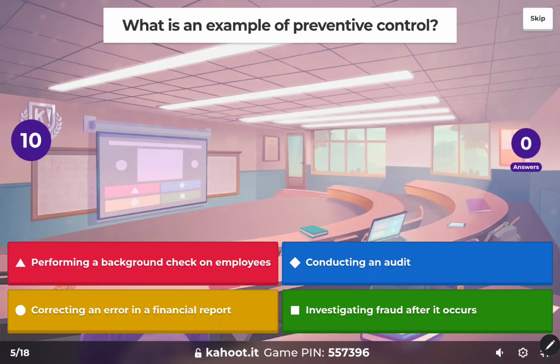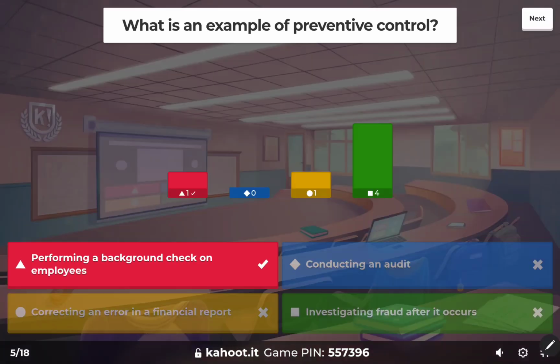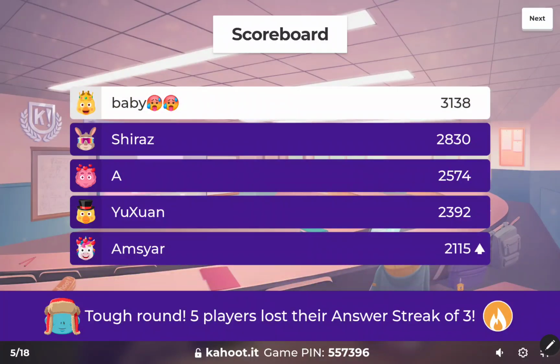What is an example of preventive control? Okay, this one. Oh, investigating fraud after it occurs. After it occurs, it's not preventive already, right? Yeah, it is corrective. Investigating fraud after it occurred, you became detective, right? Because you're investigating the fraud. Correcting an error in a financial report, that's a correcting control already, okay? Okay, next.